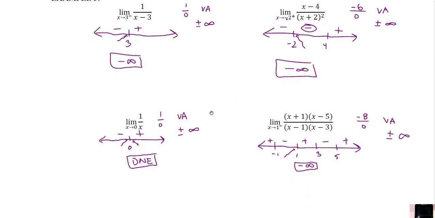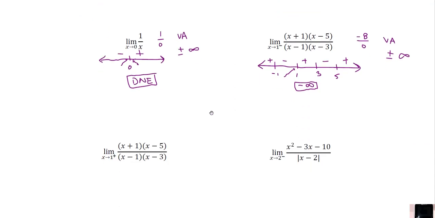Let's do 2 more of these. If I were going to approach 1 from the right-hand side, I actually already made a number line for this, so I'm just going to look back up here and look what happens when I come in from the right-hand side of 1. And there now I'm on the positive interval, so that answer would be plus infinity.